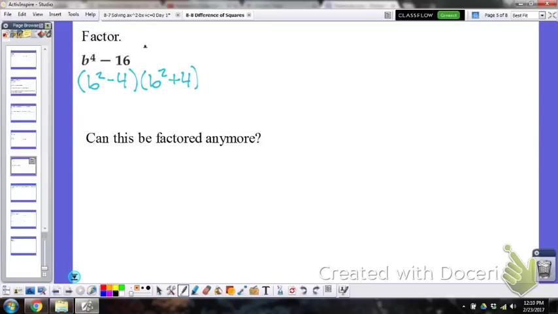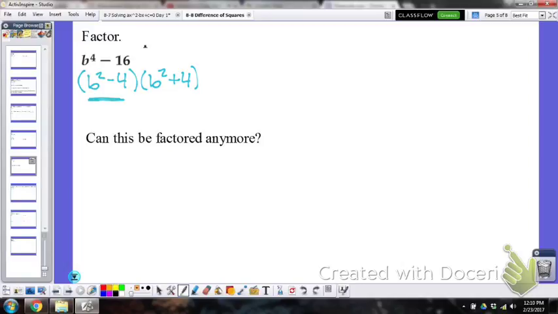Now, if we look at the question, can this be factored anymore? We're going to look at these and see if we have anything else that can be factored. If I check out b squared plus 4 here, well, that's not a difference of squares. There are no factors of positive 4 that will give me a 0, because they will both be positive or both be negative, so I can't get anything to cancel out.